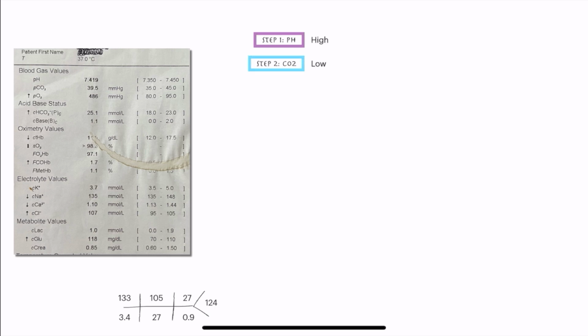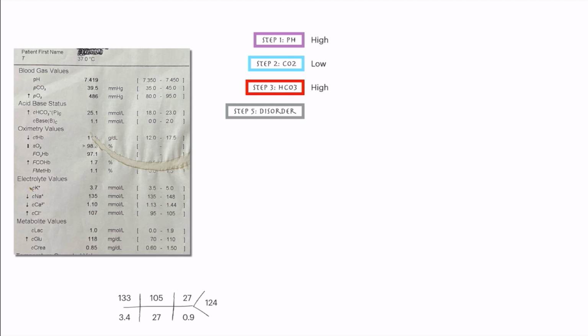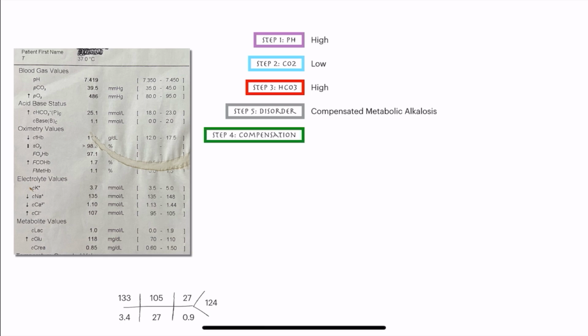Okay, next up. So our pH is high. Our PCO2 is low. Our bicarb level is high. So what disorder do we have? It is a compensated state because the pH is within normal range. It is a metabolic component. We have respiratory opposite, metabolic equal. So we have a metabolic alkalosis. It is compensated. And how well are they compensated?